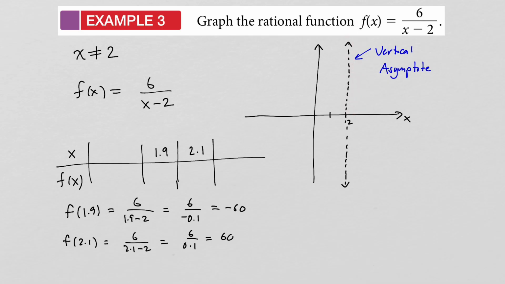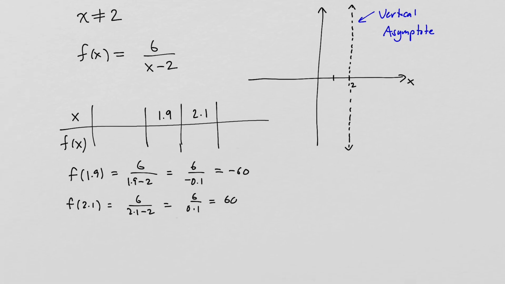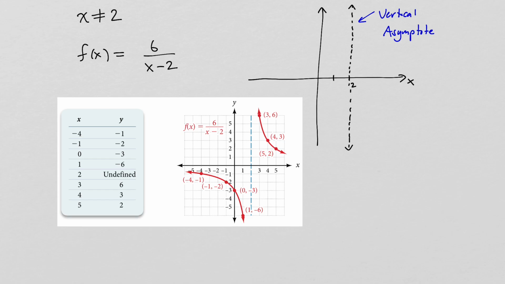So to get the full effect of what this graph looks like, what you'll need to do is plug in some additional points. But I plug in these two values because I just wanted to see which way is it going as we get closer to that asymptote. So here is a table that has a little bit more detail. So you can see at x equals 2, y is undefined. And then I'm plugging in numbers to the left of 2 over here. So x equals 1, x equals 0, negative 1, negative 4. And I'm also plugging in x equals 3, 4, and 5. And when you plug those numbers in, you get these values.